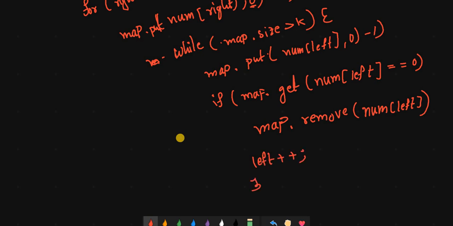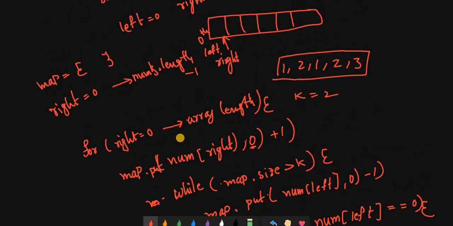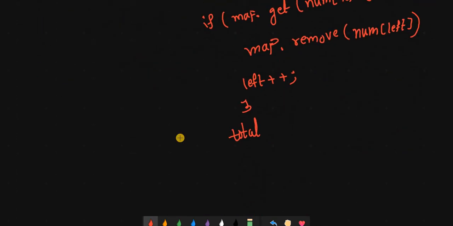Okay. So increment the left element. Then after that, what we have to do? We have to find the subarrays. Total subarrays. So for this, initialize one total variable here as 0. In the initial level, 0 value is there. Then after that, what you have to do? Total plus equals right minus left plus 1.